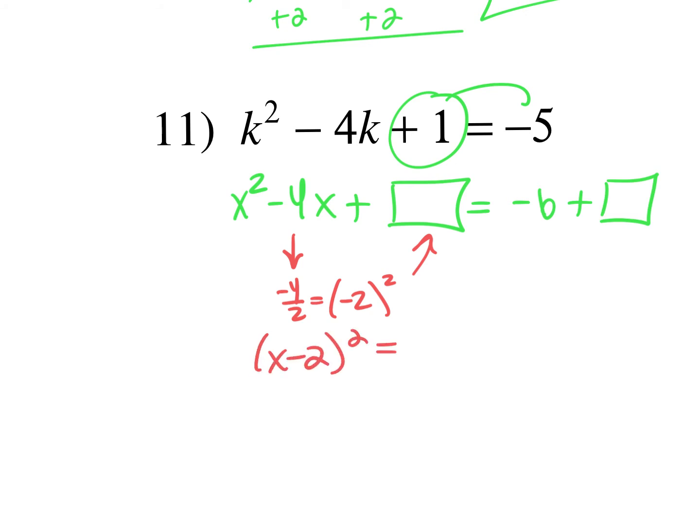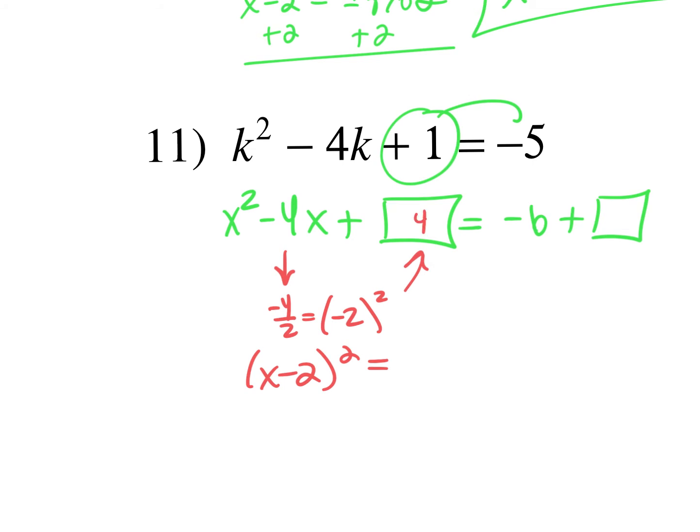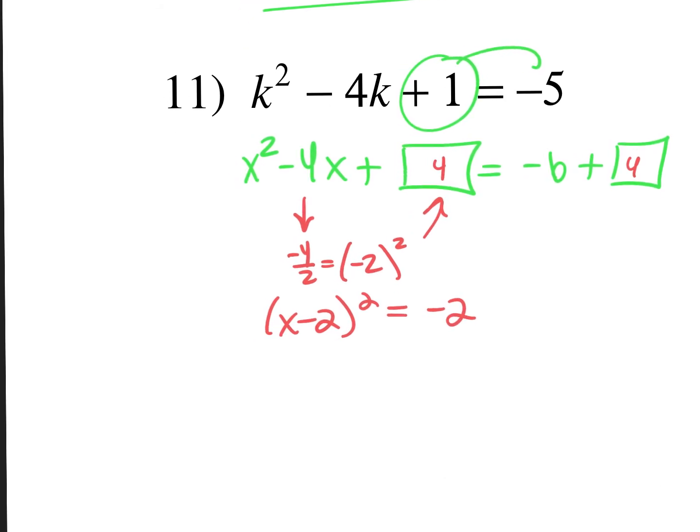And then I'm adding what to both sides? 4. Negative 6 plus 4 is negative 2, okay. Now what? Take the square root. Right now, when I just put the square root on, what did you guys just learn about your solutions? No solution. There's no real solutions. What kind of solutions are we going to have? Imaginary. You guys are going to have to go past this point starting Monday.